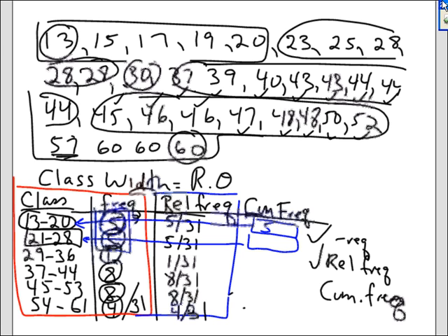So we just keep adding. 5 and 5 is 10. And then we add one more, 11. That is, 11 people got 36 or below. 5 from the first class, 5 from the second class, 1 from the third class. 5, 5, and 1 are 11.